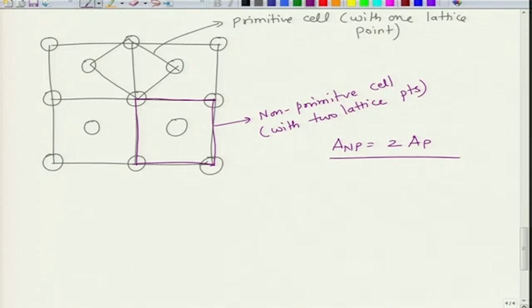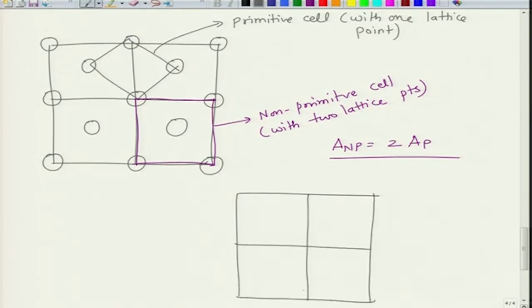Now, suppose in a similar cell, if I construct another similar cell and then I put another atom here, like this.